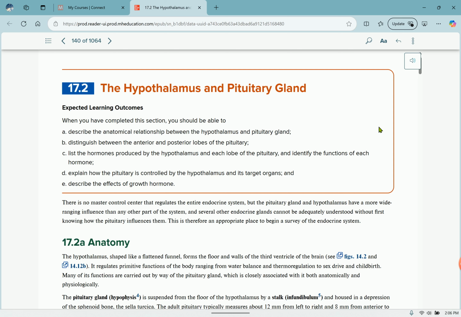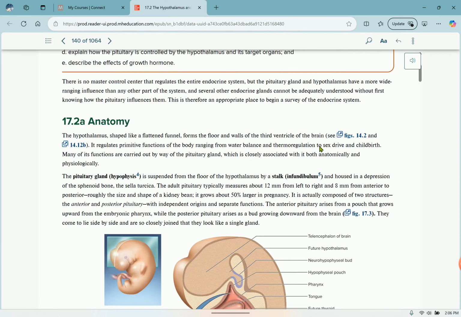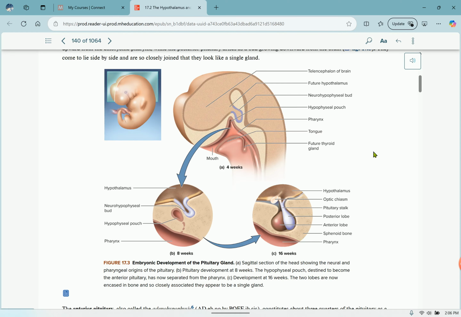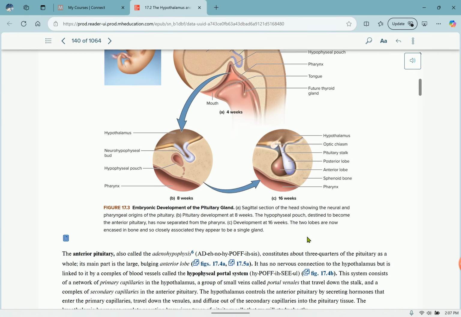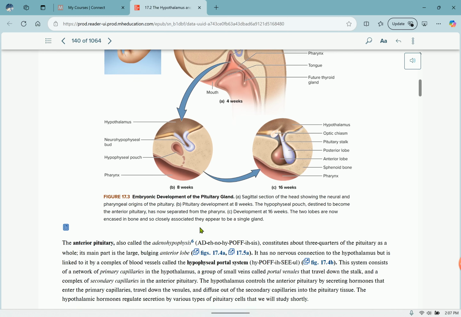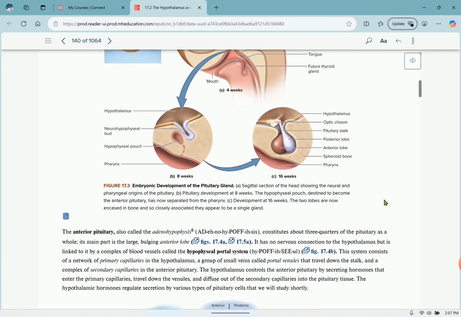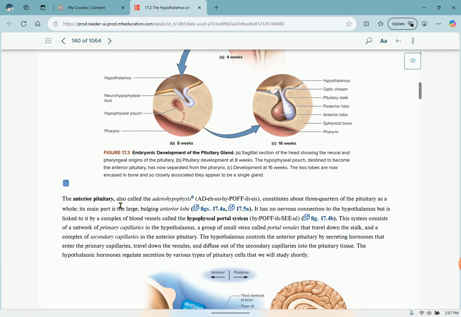Right, the hypothalamus and pituitary gland is considered one of the most important endocrine structures in the brain and the human body. The pituitary gland begins to form around week 8, okay, in utero. And once you're born and you grow into your adult skeleton, forever you're going to have this anterior and posterior pituitary. Okay, the anterior pituitary is also known as the adenohypophysis.